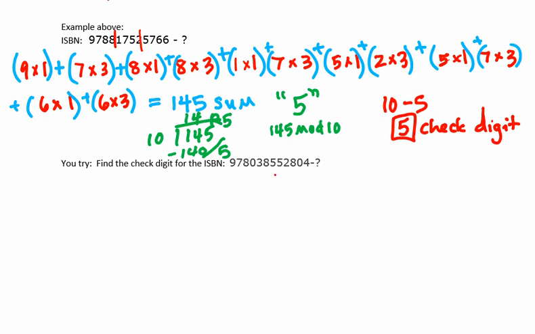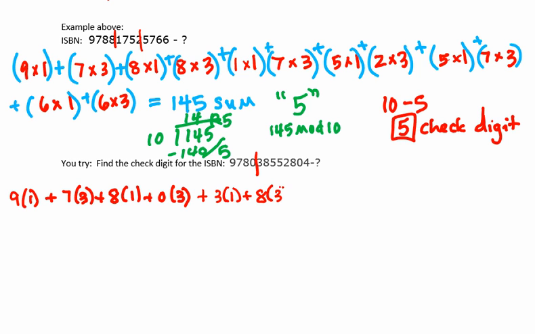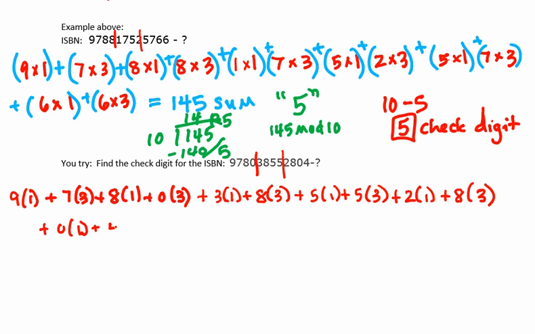All right, so here's another one. It says find the check digit. Okay, so I'm going to start off alternating. So I'm going to take 9 times 1 plus 7 times 3 plus 8 times 1 plus 0 times 3. All right, that gives me the first 4. And back to 3 times 1 and 8 times 3 and 5 times 1 and 5 times 3. That's there. And then 2 times 1 and 8 times 3 and 0 times 1 and 4 times 3.